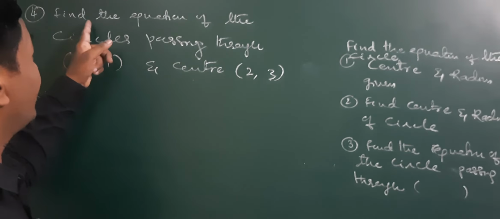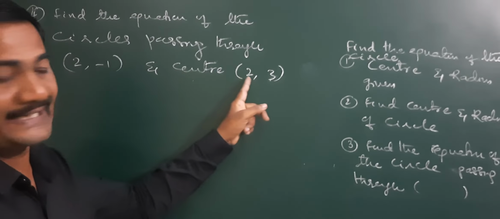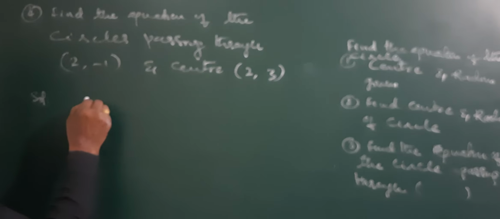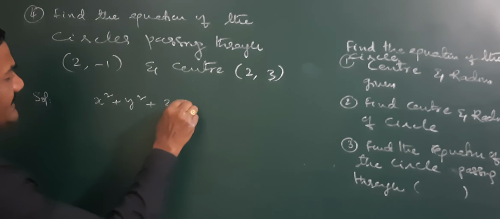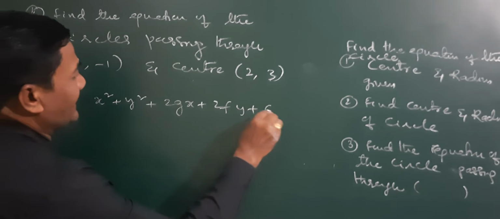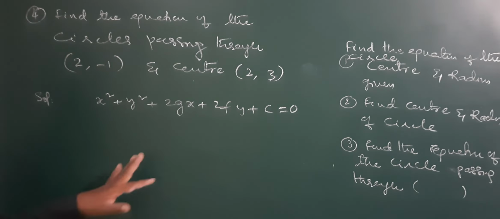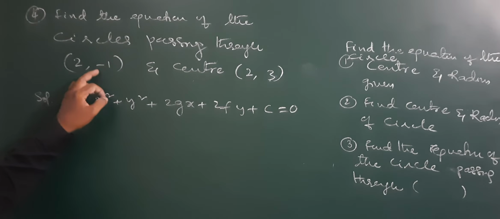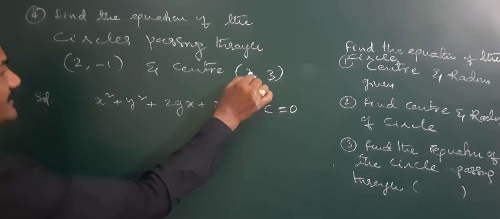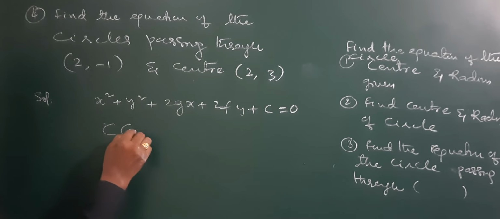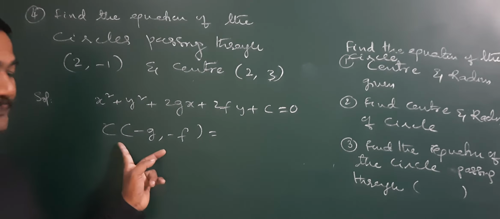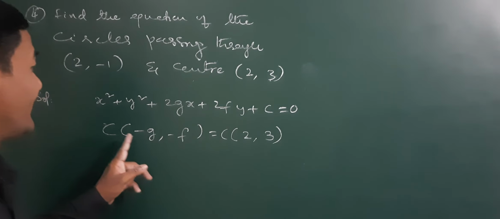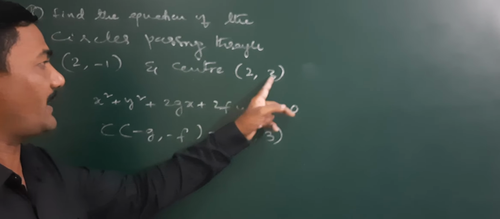The fourth one is find the equation of the circle passing through 2 comma minus 1 and the center is 2 comma 3. Right? So the general equation of the circle is x square plus y square plus 2gx plus 2fy plus c is equal to 0. This is the general equation of the circle only. The center is minus g, minus f, which is already given as 2 comma 3.